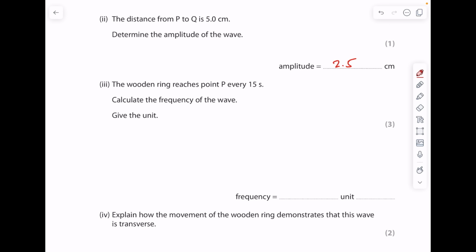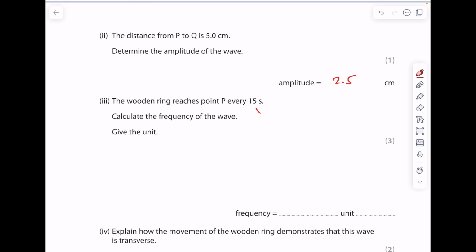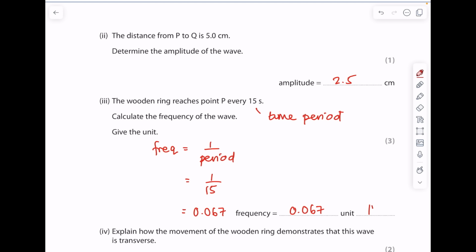The wooden ring reaches point P every 15 seconds. Calculate the frequency of the wave and give the unit. So 15 seconds is our time period, the time for one wave. Frequency is given by the equation: frequency is 1 over period, and the unit of frequency is hertz.